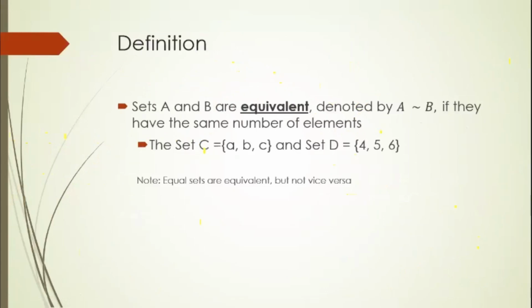And then we have the equivalent. Sets A and B are equivalent, denoted by the tilde symbol, if they have the same number of elements. In here, it doesn't matter if the elements inside the curly brackets are the same. What we are just after is the number of elements inside the curly brackets.